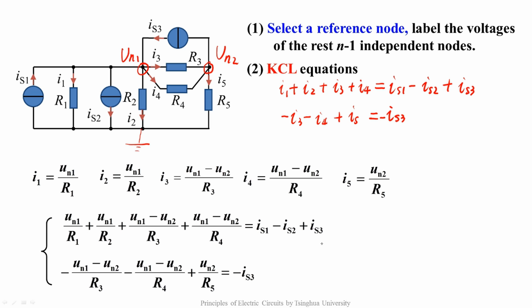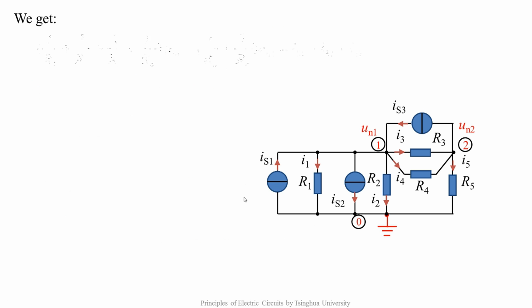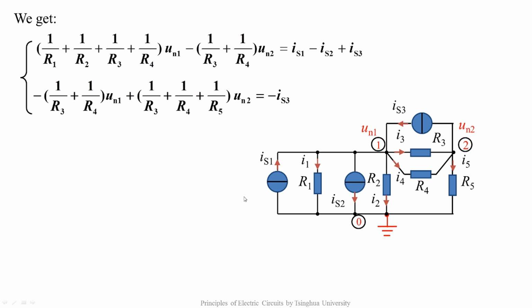Sort the two equations, that is, we combine the coefficients of UN1 and UN2 respectively. Finally, we get such a set of equations. This is the standard form of the node voltage equations. We can write it like this.